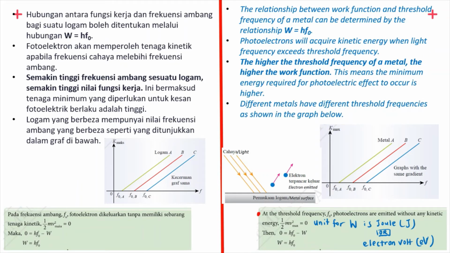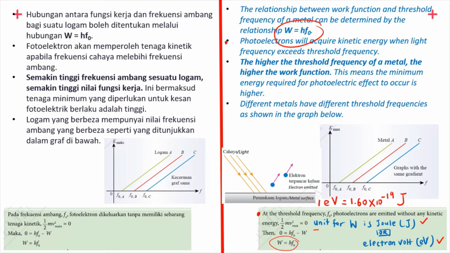At the threshold frequency, photoelectrons are emitted without any kinetic energy. Thus, the relationship between work function and threshold frequency of a metal can be determined by W equals hf0. The unit for W, work function, is joule or electron volt. 1 electron volt equals 1.60 times 10 to the power of negative 19 joule.